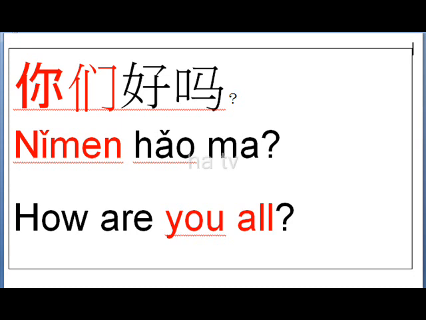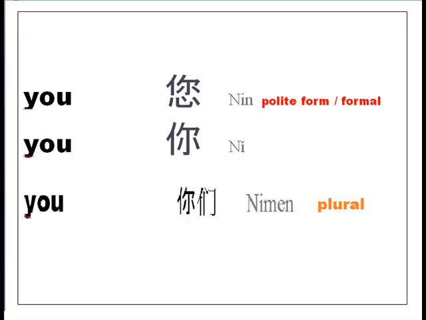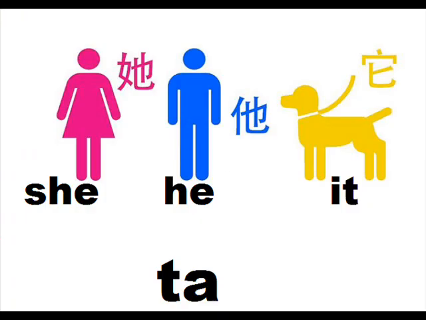So we have 你 which means you, a friend. 您 which means you, my boss. And 你们 which means you, all people. Okay, we go now for the example of ta, which means ta for he or him, ta for she or her, and ta for it, object or animals.